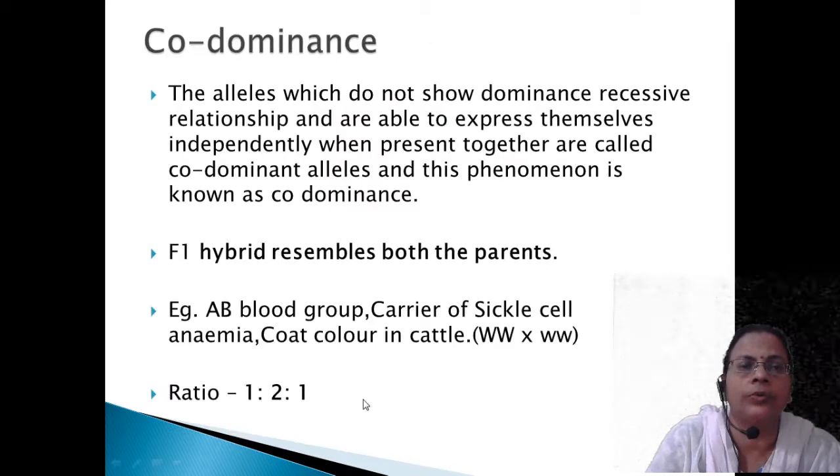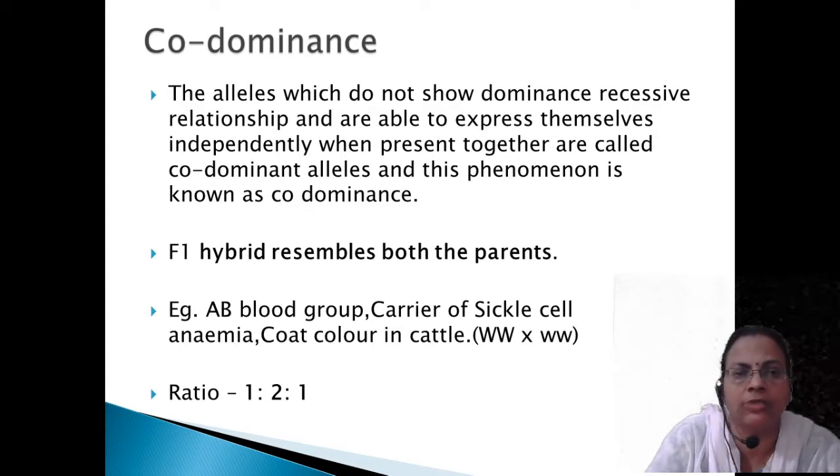Now we'll move on to codominance. That is also another deviated result of the typical Mendelian ratio. Here also the ratio is 1:2:1. But the difference is, in this condition, both the alleles, when they come together, lose their dominant-recessive relationship, but in the heterozygous condition, both the alleles express simultaneously. That means they resemble both the parents.